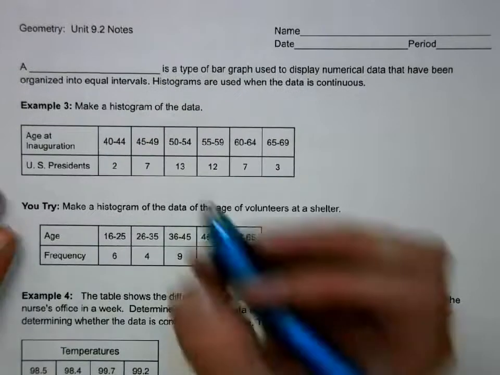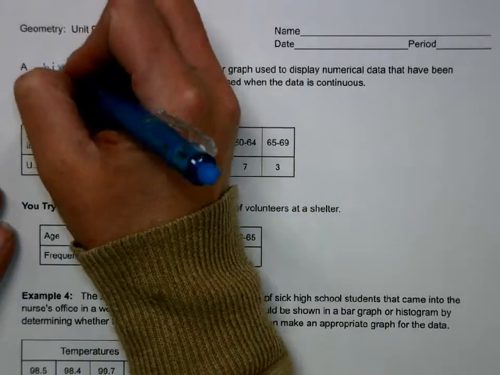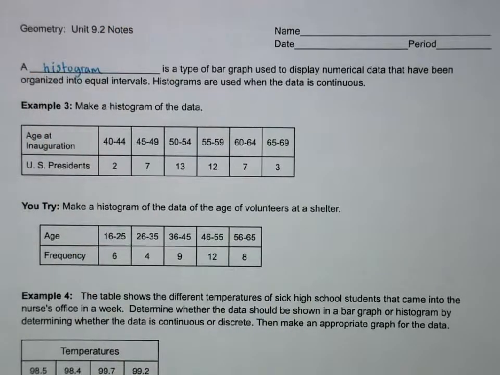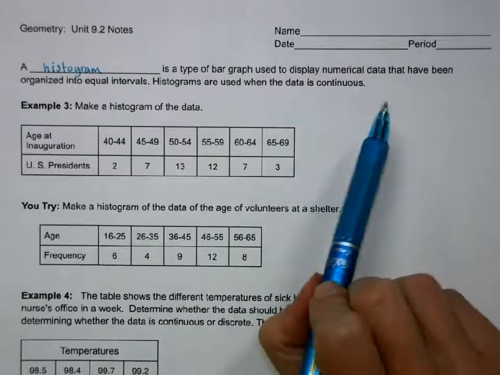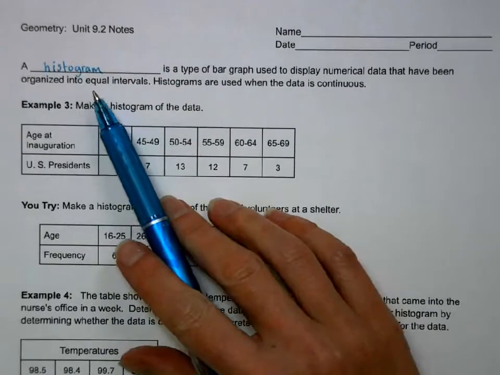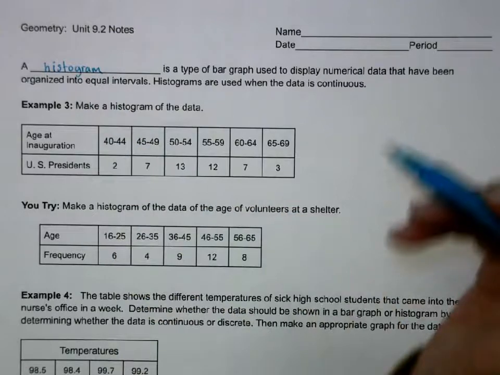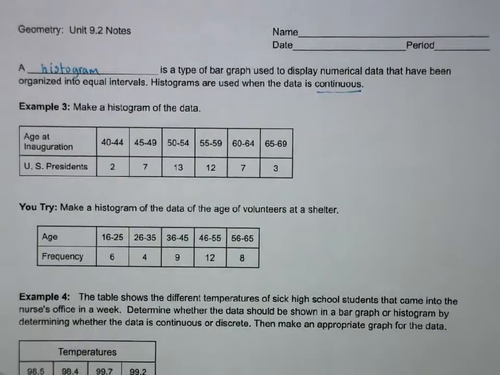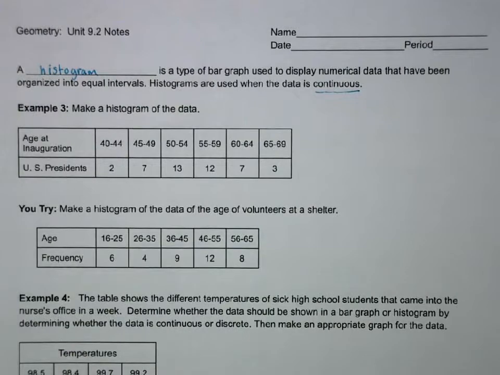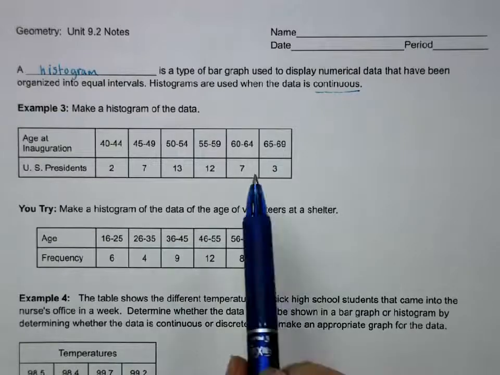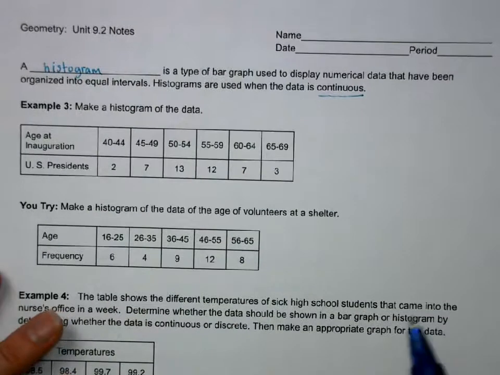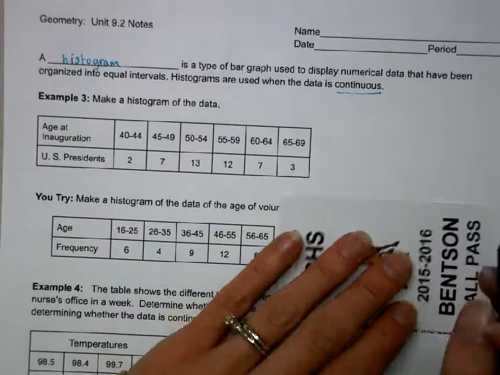The next type of graph we're going to do is a histogram. A histogram is going to be like a bar graph, but it's going to display numerical values that have been organized into equal intervals. So histograms are used when the data is continuous. We have numerical instead of categorical, and it's continuous rather than being discrete categories. So our first histogram we're going to graph, we have the frequency of presidents at different ages at their inauguration.